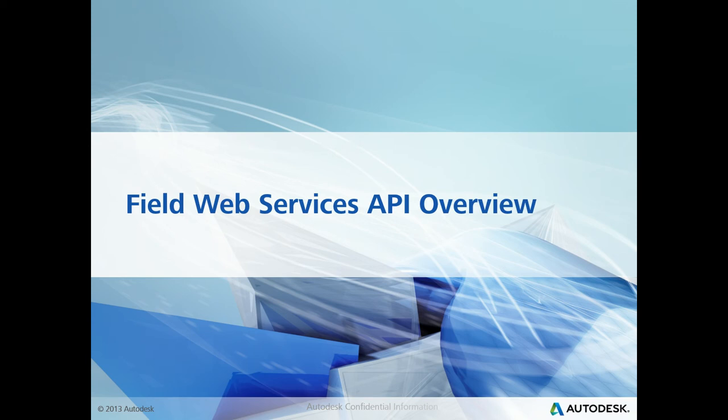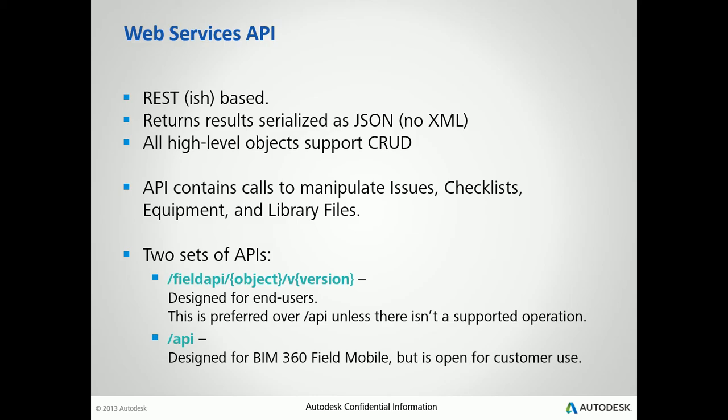So here's an overview of how this API works. The API is a REST-based API. It returns data using JSON format and supports all the high-level operations: create, read, update, and delete. CRUD. With the API, you can also manipulate issues, checklists, equipment, and library files.